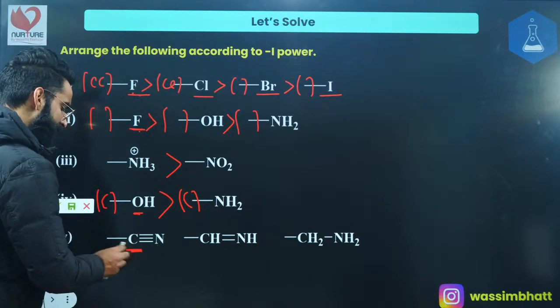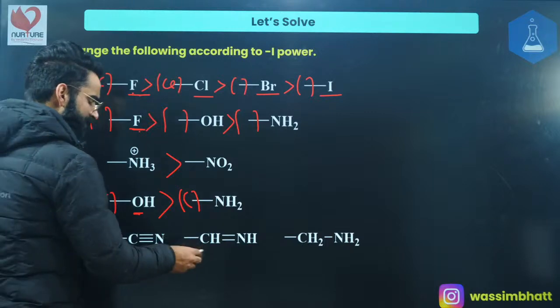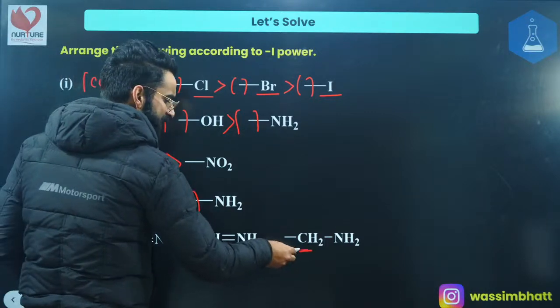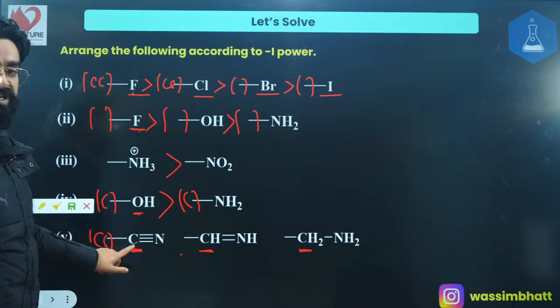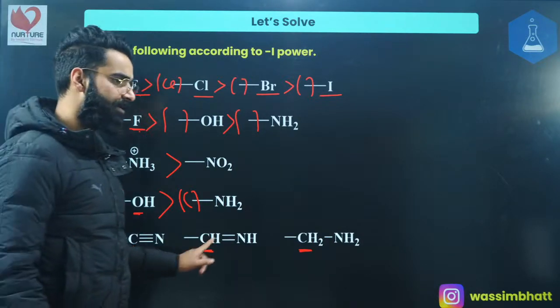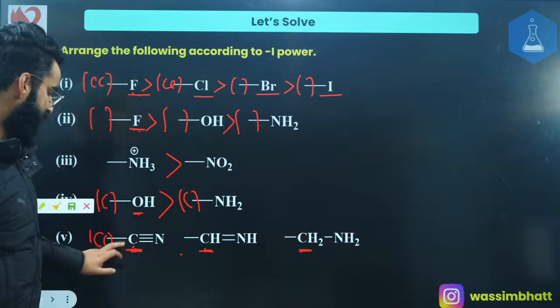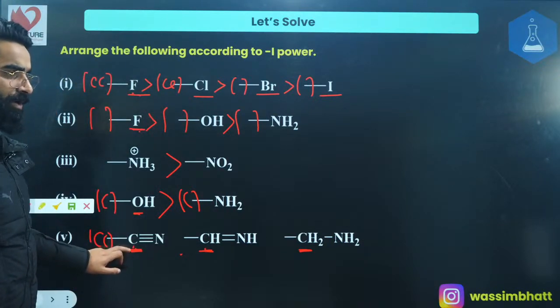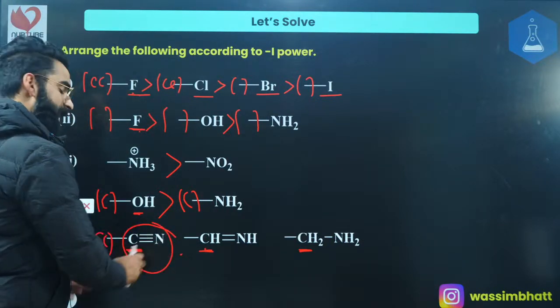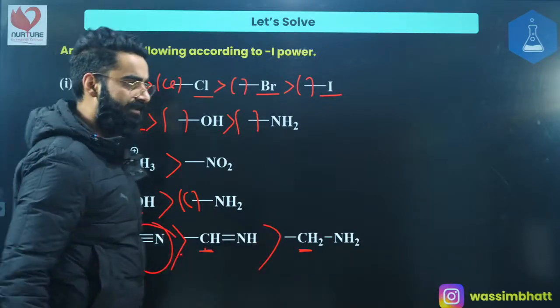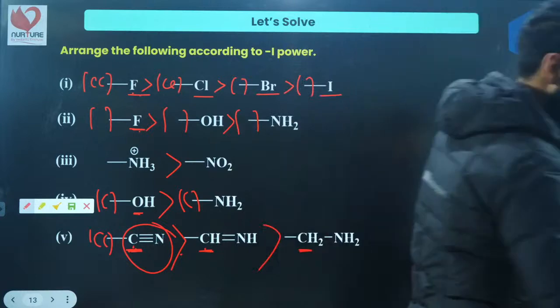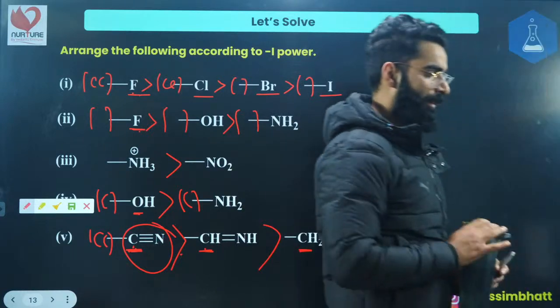What about this one? Triple bonded carbon attached with the chain, double bonded carbon attached with the chain, single bonded carbon attached with the chain, right? Can I say electronegativity of this carbon is more as compared to this carbon, as compared to this carbon? If electronegativity of this carbon is more, this group is going to attract more sigma electrons towards itself, so it will show more minus I power. This is the order. Can you let me know fast in the chat if it's clear?